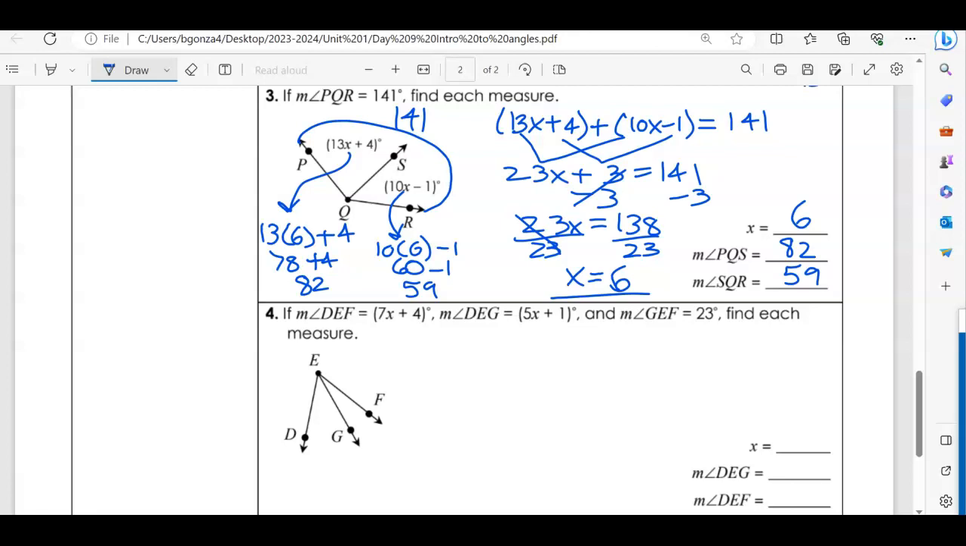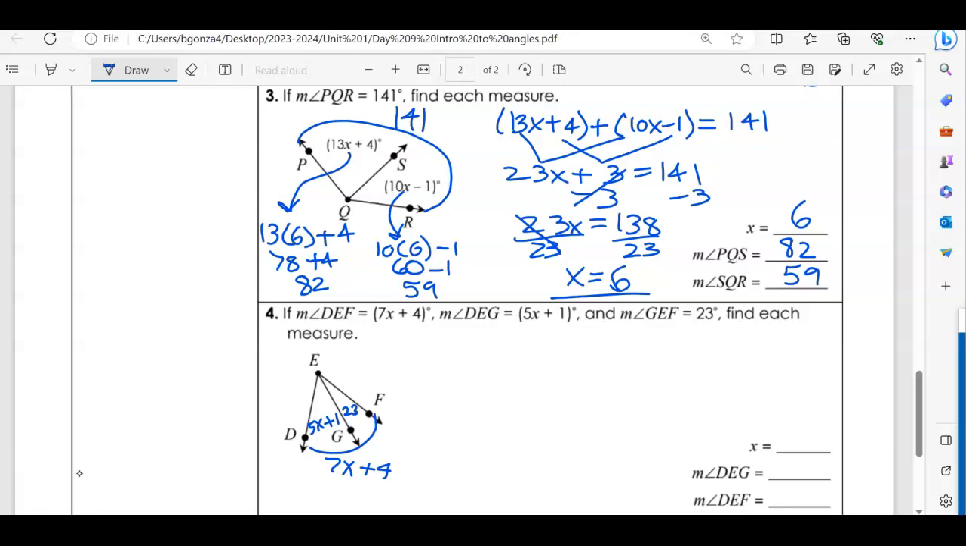It says DEF. Now look, D to E to F. Is that a part or a whole? DEF is the whole thing. So it's telling us the whole thing is 7x plus 4. So I put it on the outside. It's the whole thing. Then it tells us DEG. DEG is this left part. Is 5x plus 1. And then GEF is 23 degrees. Okay. So now I have a part and a part and a whole.